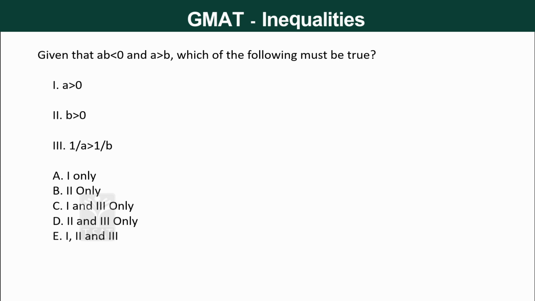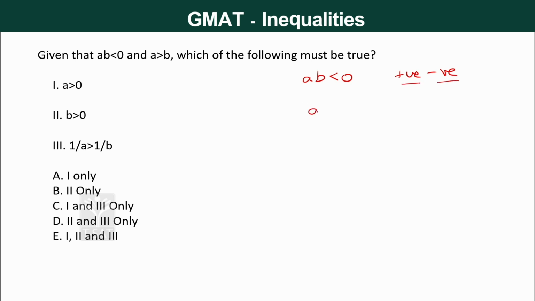Let's look at the next question. Given that AB is less than 0 and A is greater than B, which of the following must be true? Okay, so here what are they giving us? They are telling us that AB is less than 0. The product of two numbers will be negative, that is less than 0, only when one of the numbers is positive and one of the numbers is negative. We don't know whether it is A or B, but one should be positive, one should be negative.